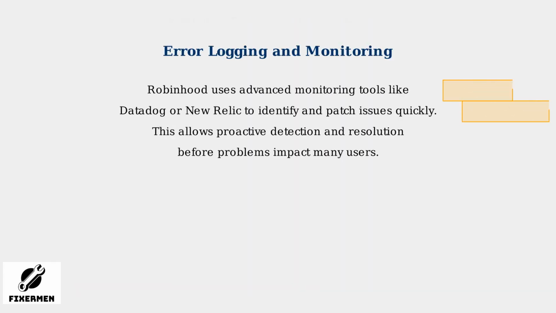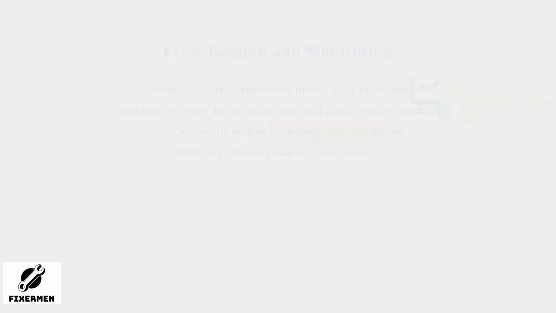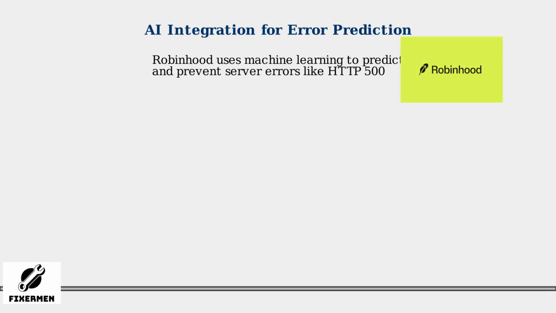Robinhood employs advanced monitoring tools like Datadog and New Relic to track system performance in real time. These tools collect detailed logs and metrics from servers, databases, and applications, enabling quick identification of potential issues. By analyzing error patterns and performance data, Robinhood can proactively patch problems before they escalate and affect a large number of users. As of 2026, Robinhood integrates artificial intelligence to proactively predict and prevent server errors.